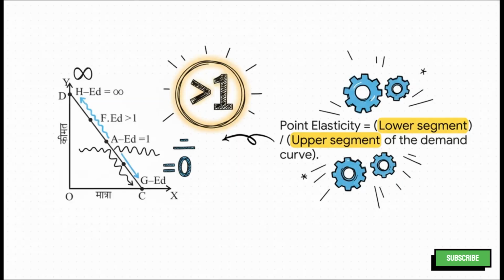And you know what? There's a fantastic visual trick for this called the geometric method. You don't even need to do complex math. All you do is take the length of the line segment below your point and divide it by the length of the segment above it. So for our point A, you can just see that the lower part is way longer than the upper part. And anytime you divide a big number by a small number, you get something greater than 1. Boom! That tells you demand is elastic right there. It's a really neat shortcut.